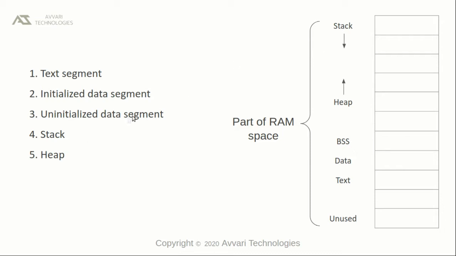Generally, stack starts from higher address to lower address. Say for instance, if the starting address of stack is 100, the next address would be 99, the next address would be 98, and so on. And in case of heap, it generally starts from lower address to higher address. Say for instance, if the starting address is 30, the next address would be 31, 32, and so on.